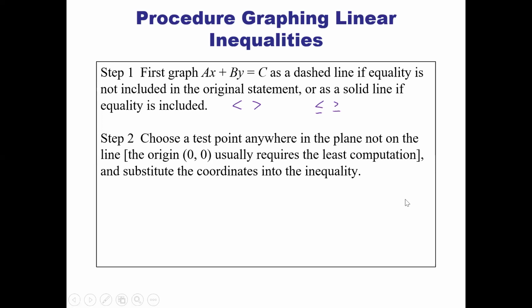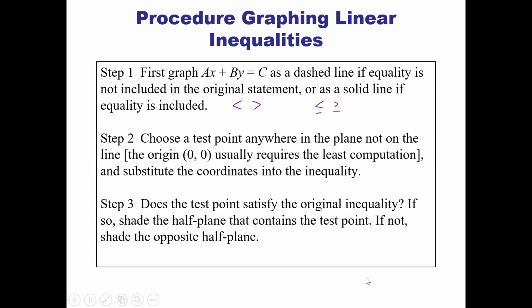Step two, we're going to choose a test point anywhere in the plane, not on the line. The origin usually requires the least computation, because you plug in a 0 for x and a 0 for y, and that really tells you. But sometimes that's not going to help you, because the origin might actually be on the line. So that's a good one to start with, but it doesn't always work, because if it's on the line, it's not going to help us. And then step three: does the test point satisfy the original inequality?